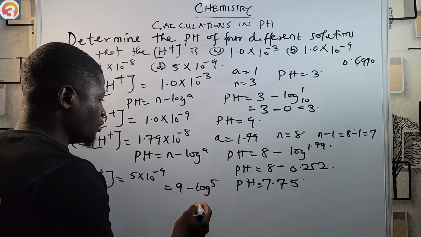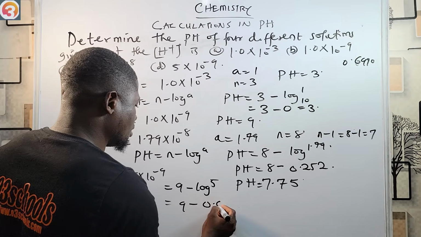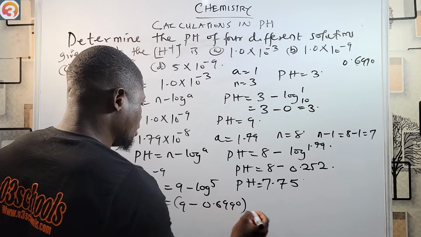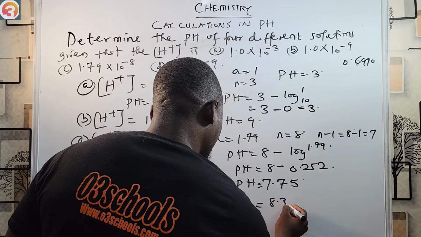0.6990. All right, so we can now continue. I'm going to have 9 minus 0.6990. All right, so our answer there will be, if you do that, 8.301.